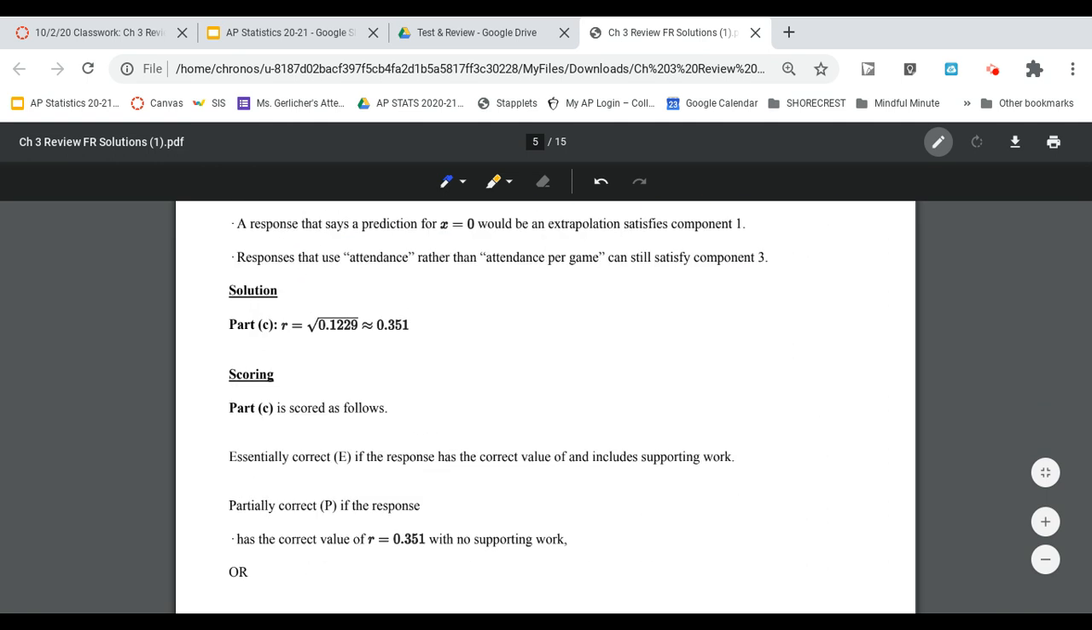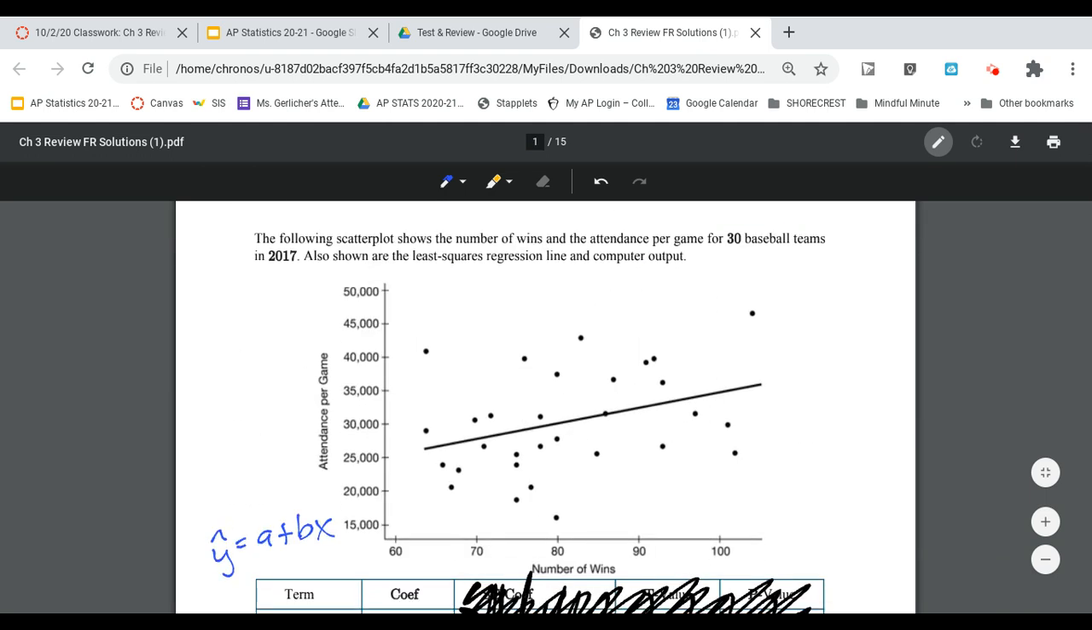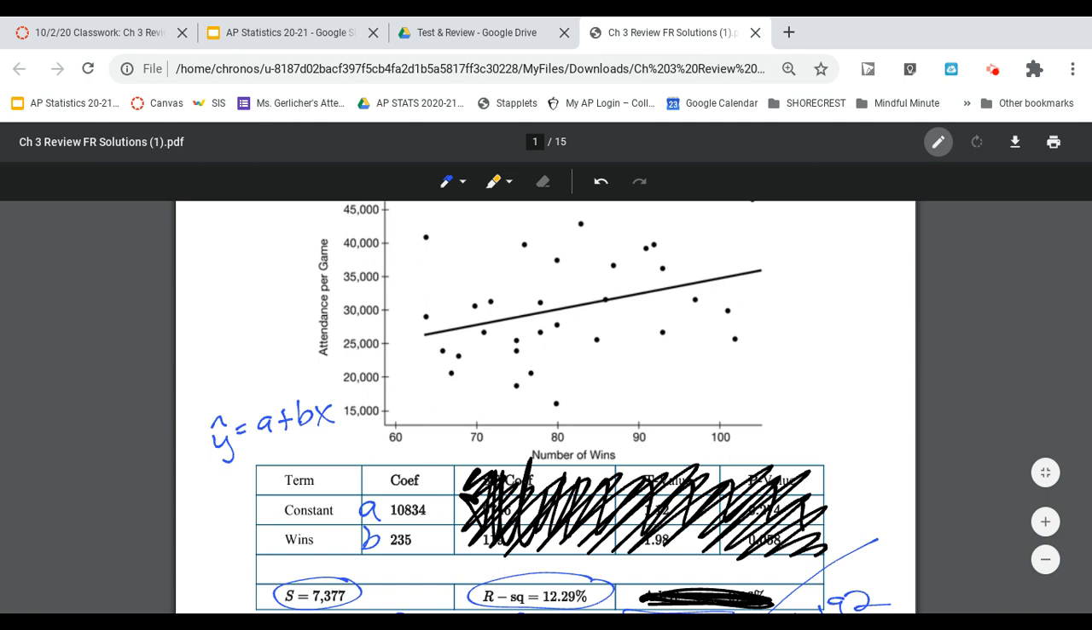Okay, part C was understanding that the 0.1229 was r squared. You get that out of the output. Square root it, you get the number part of r. And then how do you know if it's positive or negative? I'm going to scroll all the way back up to the top. You can see that that is a positive slope. You can see that it's going up. You can see that when they gave us 235 as our slope, that's a positive number.